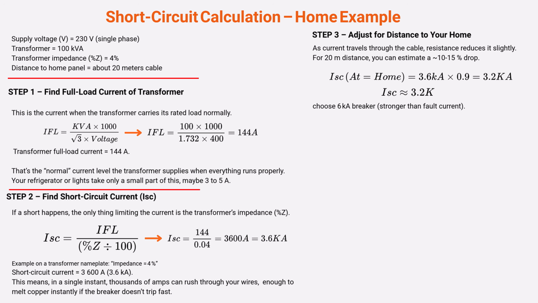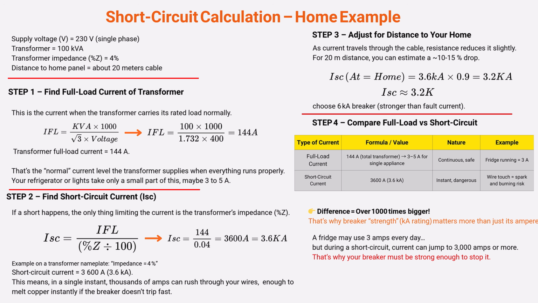Step 3: show the effective distance for cable length. As current travels through the cable, resistance reduces it slightly. So the farther the panel is from the transformer, the lower the fault current becomes. This step helps us get a realistic value instead of the theoretical maximum.